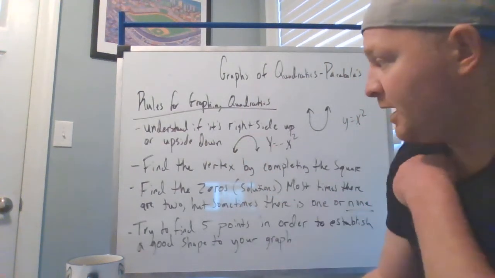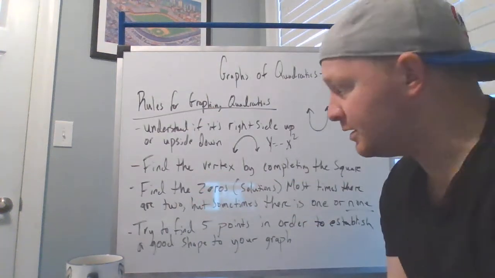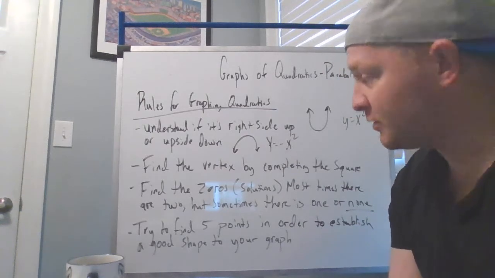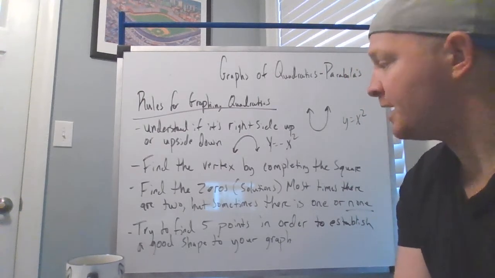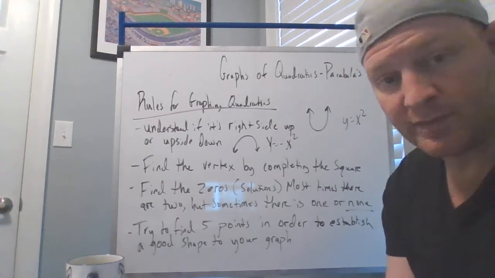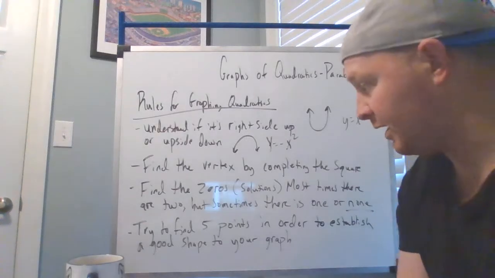Number two, find the vertex by completing the square. We've been doing that, so I'm not going to waste any time. Find the zeros, which are the solutions. Most times there are two. Sometimes there's going to be one, and other times there's going to be none. And that's what we're going to be looking at today, tomorrow, and most likely Friday.